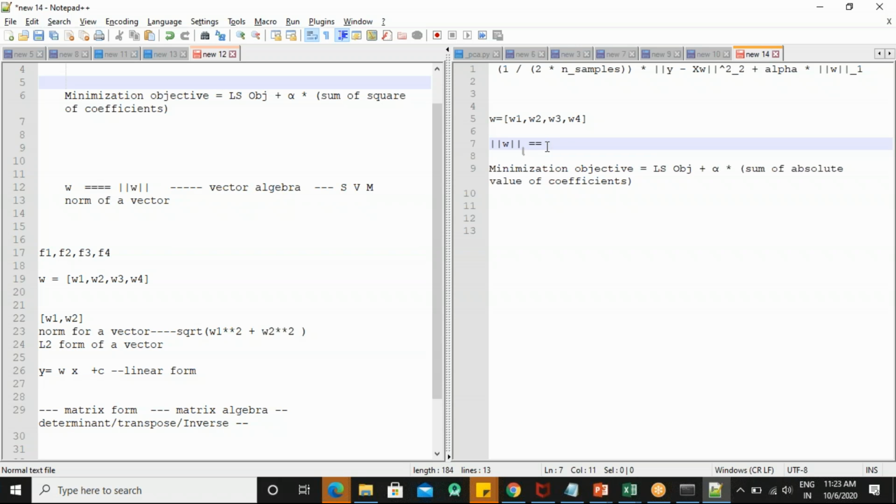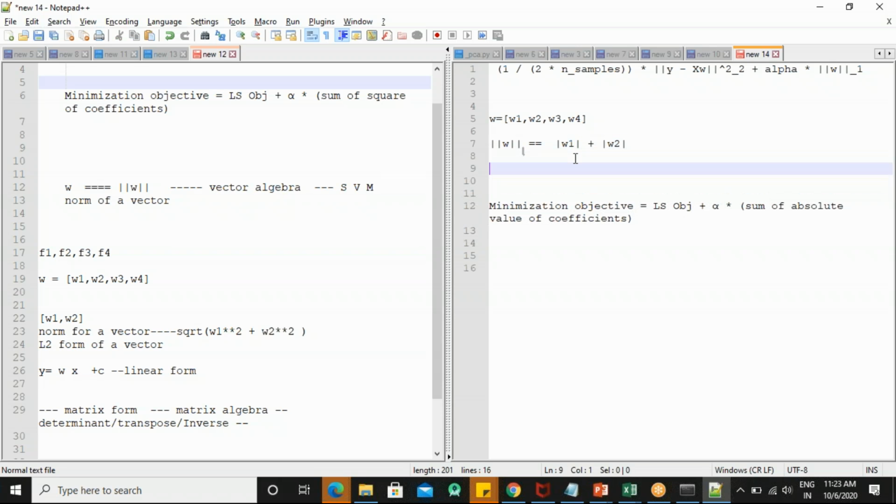L1 formula is nothing but W1 plus W2 plus W3 plus W4, that's it, but with their absolute values. Okay guys, their absolute values, मतलब अगर कोई value negative है, we will not take the negative sign, it is absolute values. तो ये जो सिंगल पाइप होता है, that is for absolute values, right? तो अगर इसके अंदर -2 है तो it will become 2 because I'm talking about absolute value.